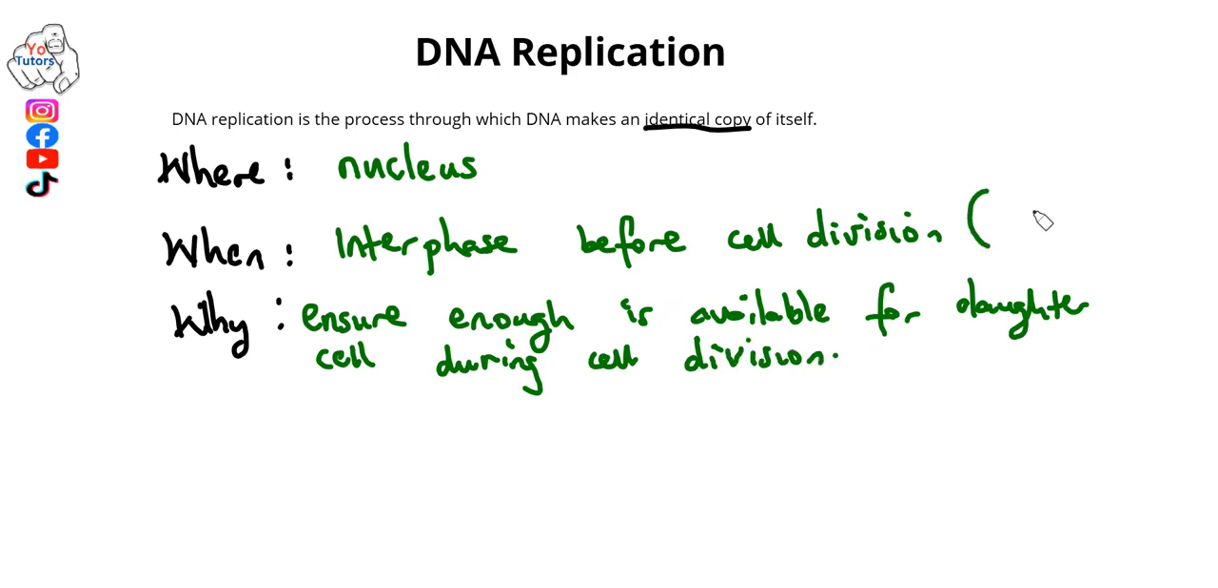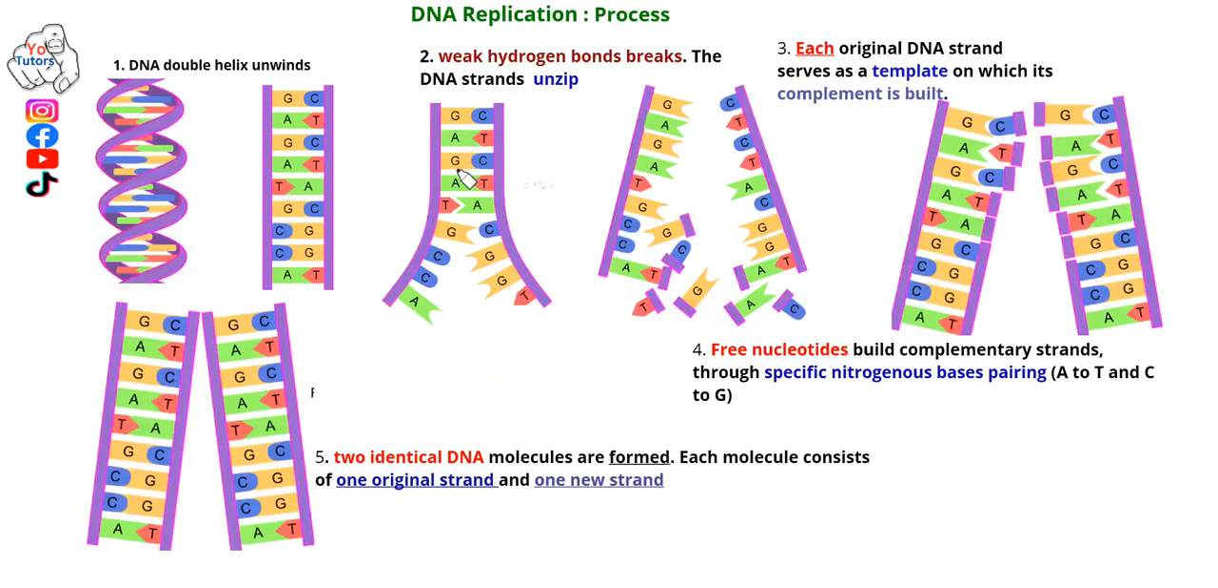Now, when we're talking of cell division, we remember that we're talking of mitosis and meiosis. But in most cases here, it is mitosis, because we know that daughter cells are identical. They need to have identical DNA to the mother and also identical DNA to each other. Now, let's move on to the process of DNA replication.